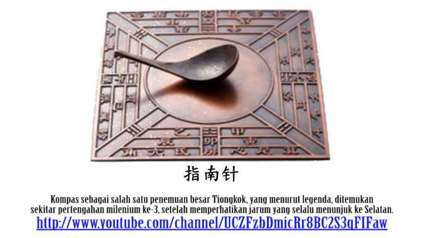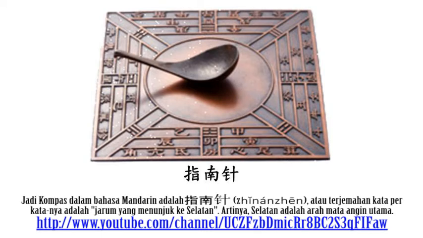One of China's great inventions was the compass. According to legend, it was invented around the middle of the 3rd millennium after noticing a needle always pointing to the south. So compass in Mandarin is 指南针, or its word-by-word translation is needle pointing to the south. That means south is the prime direction.